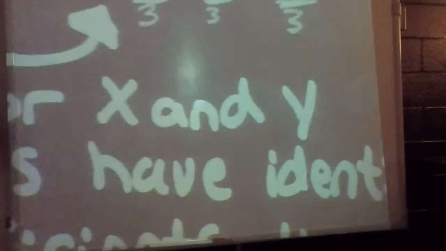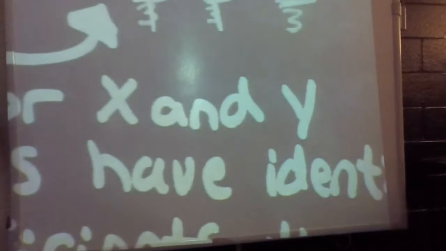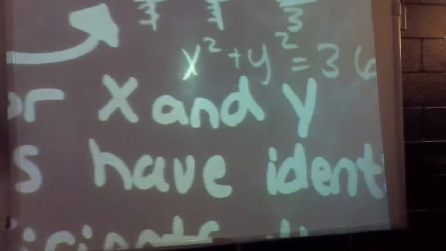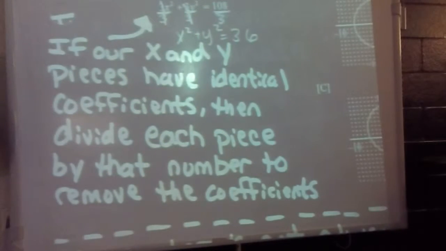This is kind of them just being tricky and not giving you x squared plus y squared like you want. So this is now 1, 1, and then what's 108 divided by 3? 36. Which, as you notice, 36 is a nice square number. So you get x squared plus y squared equals 36. And that means our radius is what? 6.